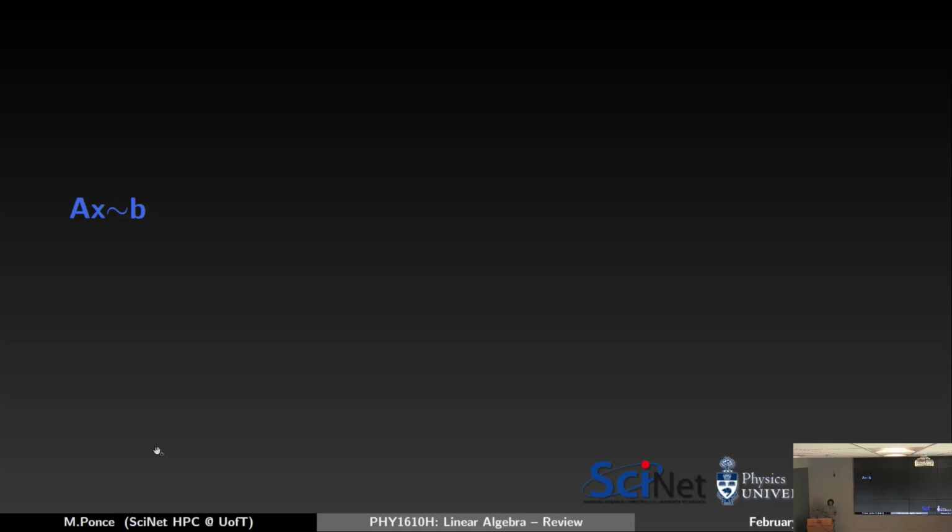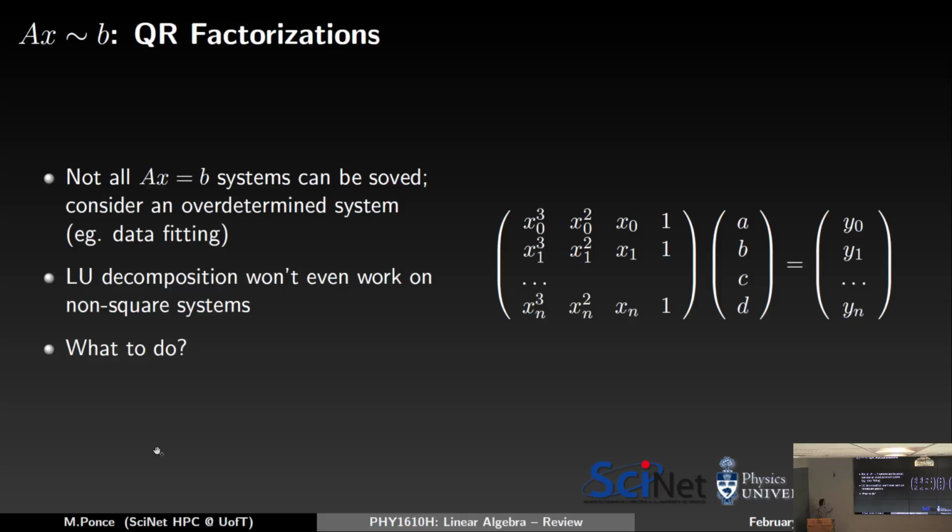Okay, so we solve AX equal B. What about AX approximately equal? Again, you may find this either because your system has noise or because of the representation and the nature of the problem that you are trying to solve. The thing is, not all systems AX equal B can be solved.